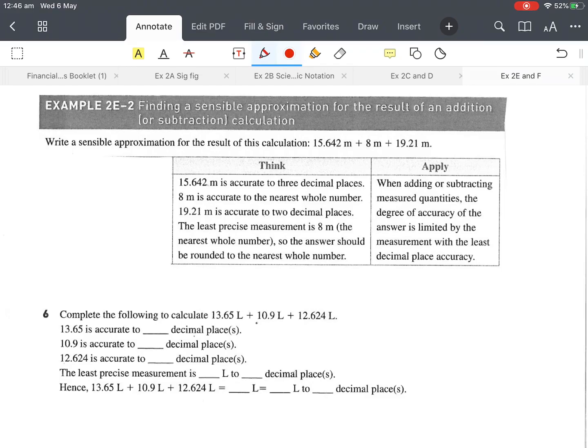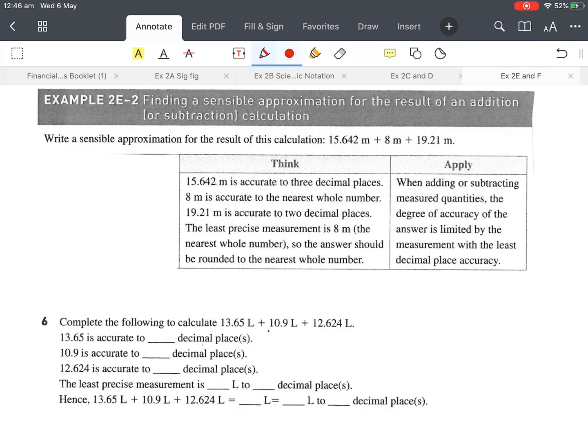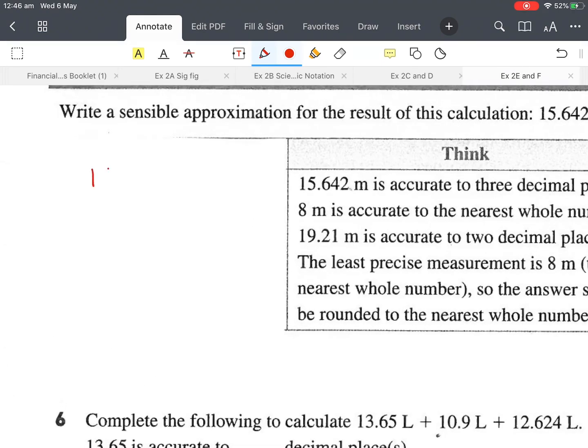So the question says, write a sensible approximation for the result of this calculation: 15.642 plus 8 metres plus 19.21. All right, so the first thing I pretty much do is I'm going to just add all those 3 together. Okay, so I'm going to do that.